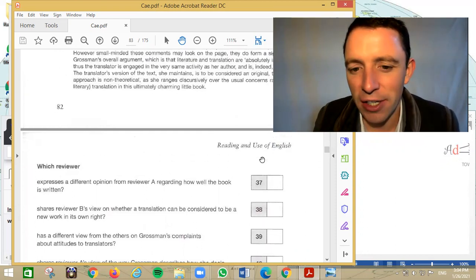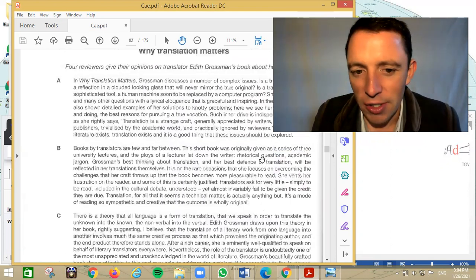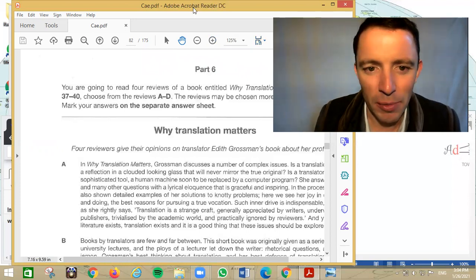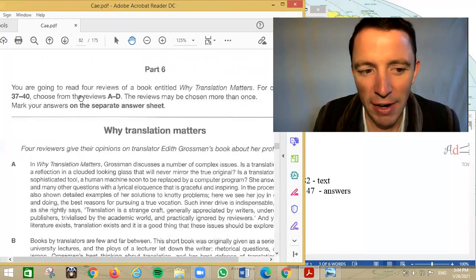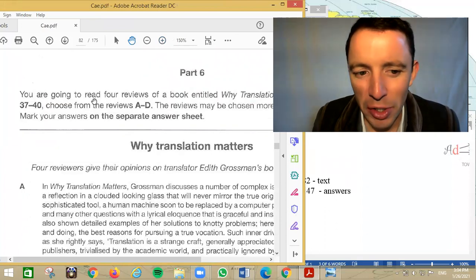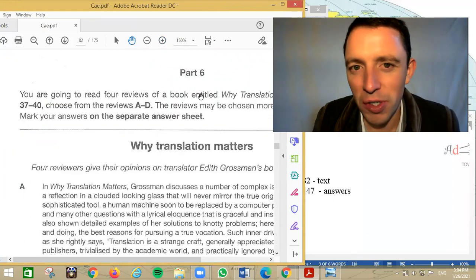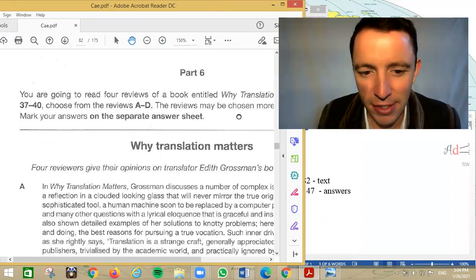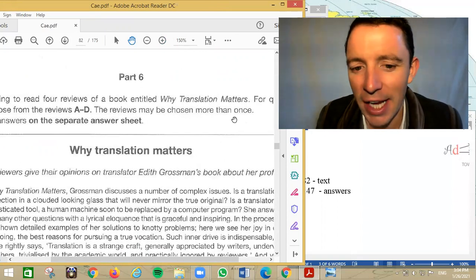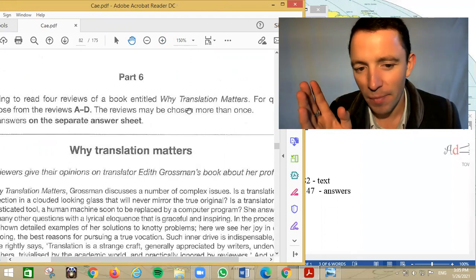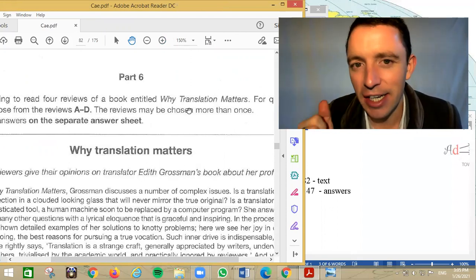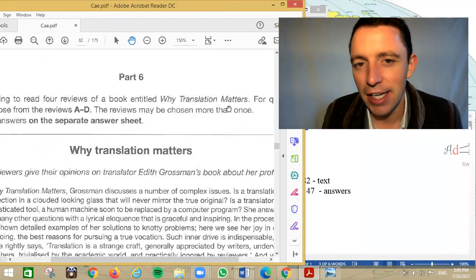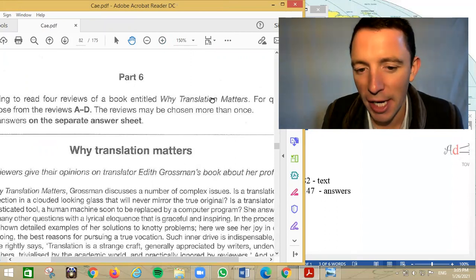Okay. So let's read the instruction at the top. The text is a little small, but I will zoom in to make it bigger so you can see. Okay, so let me move this. So here are the instructions for part 6. You are going to read 4 reviews of a book. So they are book reviews, entitled Why Translation Matters. Okay, why it's important, why translation matters, and it's in italics. So the italics signify the title. Normally when you have italics like this, that represents the title of the book, okay?